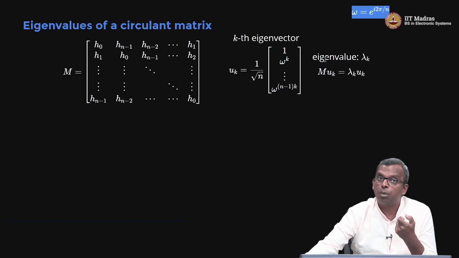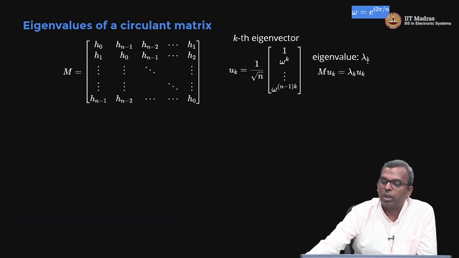Now let's start thinking about the eigenvalue associated with this eigenvector. I'm going to call the eigenvalue lambda k. So if the eigenvalue is lambda k, M uk is lambda k uk, right? So this is an eigenvalue. If I take this M and multiply with uk on the right, I'm going to get some constant times uk. That constant is going to be some complex number. That is my eigenvalue, right? That's what makes it an eigenvector, isn't it?